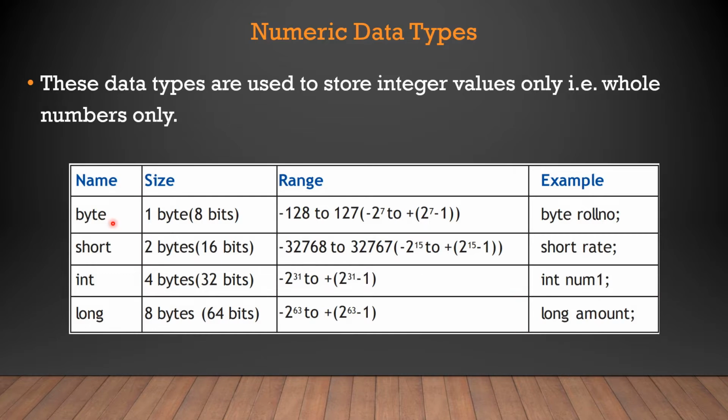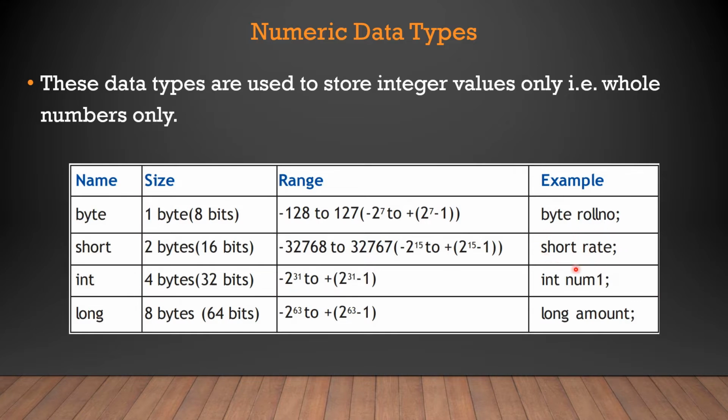For byte, here the example is given: byte roll number. So as we know that roll number is a kind of number, whole number, 1, 2, 3, like this. So for this purpose we are using byte. Then rate, it is also a number. For this we are using short.